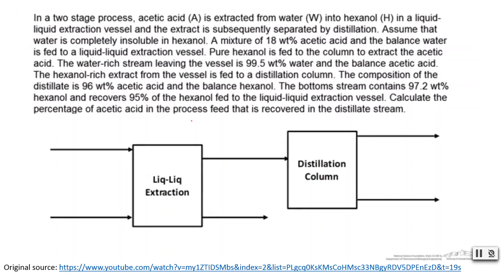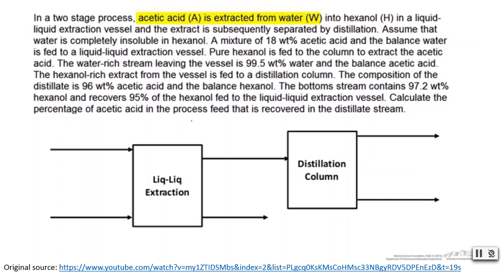The purpose of this screencast is to show an example of setting up and solving material balances on a multi-unit system where we have a liquid-liquid extraction column in series with a distillation column. We'll touch on the ideas of fully labeling a process diagram, degrees of freedom, and setting up a system of material balances.